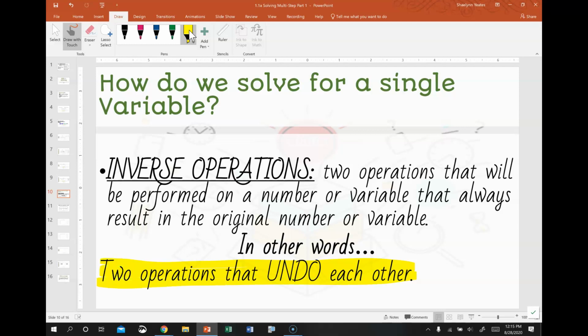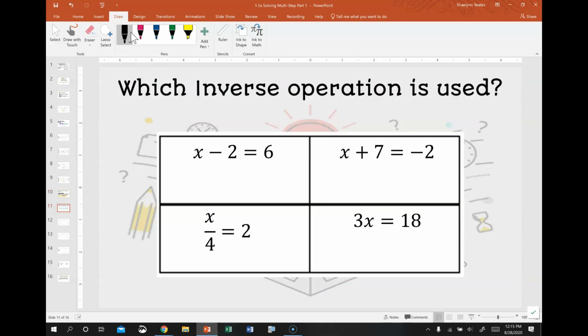The ones that you guys know that are most well known are actually addition and subtraction and multiplication and division. So addition undoes subtraction and multiplication undoes division. So here's some examples of those.